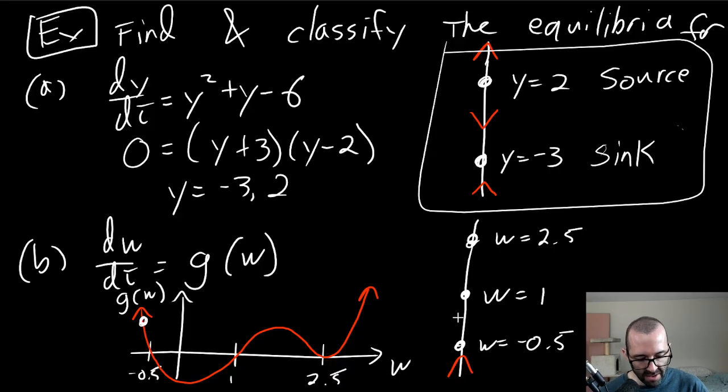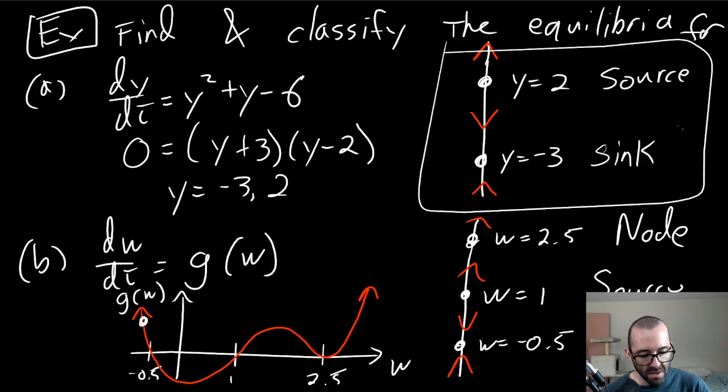And then it's decreasing in here. It's increasing here. And it's also increasing to the right of 2.5. Again, W is increasing. I don't care whether G is increasing. W is increasing because G is positive. So we actually have a node up here, and a source, and a sink.